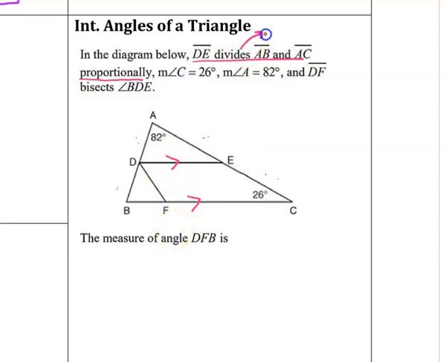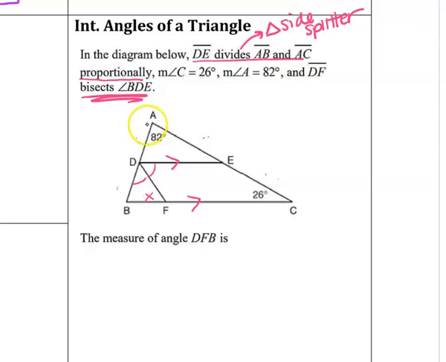So I'll put a little note here. Triangle side splitter. Okay, moving on. They got angle C is 26, angle A is 82, and then DF bisects BDE. So BDE would be here. These two angles would have to then be congruent. I want to find the measure of angle DFB. So DFB would be right there.